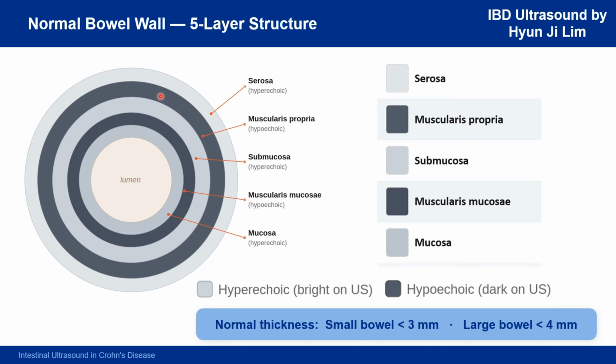Layer 4 is hypoechoic and represents the muscularis propria, while layer 5 is hyperechoic and corresponds to serosa or adventitia. In practice, however, the innermost and outermost layers are often not clearly visualized on ultrasound. Mostly, what we usually identify is a 3-layer pattern consisting of the muscularis mucosa, submucosa, and muscularis propria.